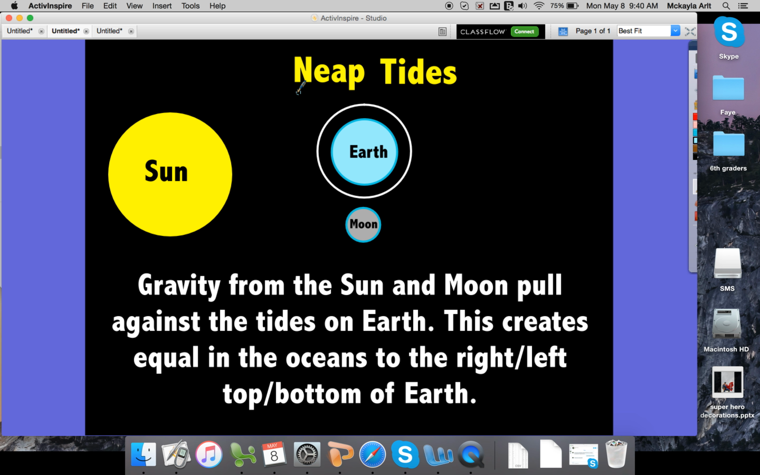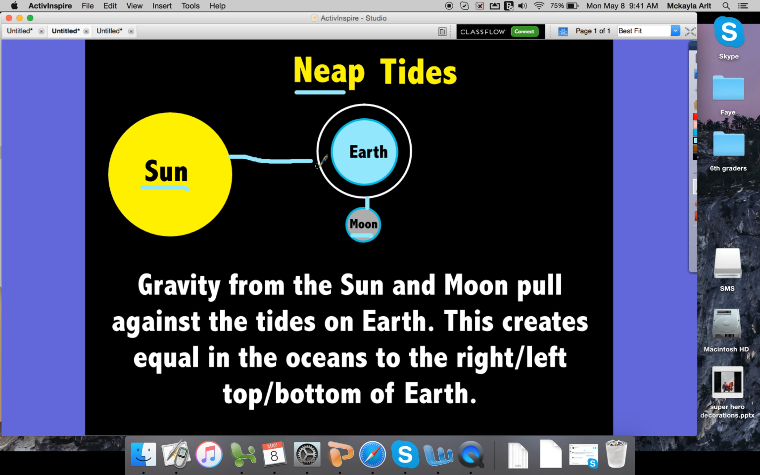Neap tides is where the moon and the sun are in opposite areas. So, if you remember, the sun has gravity that pulls against the earth. The moon has gravity that pulls against the earth. Therefore, what this means is the tides, or the ocean water, is pulled towards the sun and pulled towards the moon.